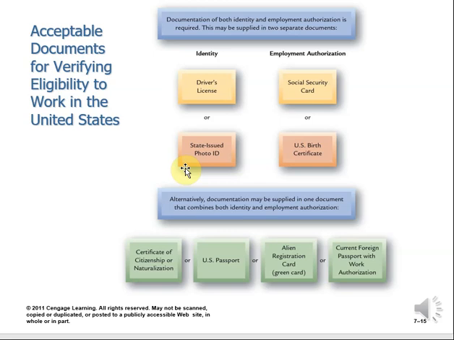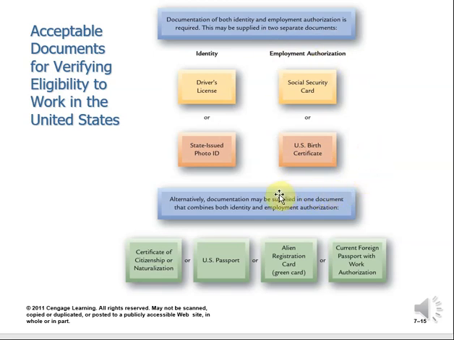The second thing they need to figure out is, do you have permission to work in the United States? Because maybe you have a driver's license, but you're not a U.S. citizen. You don't have authorization to work. So the next thing they look at is, do you have a Social Security card? All U.S. citizens have Social Security cards. So if you have a Social Security card, you are a U.S. citizen and you are authorized to work in the United States by the merit of being a U.S. citizen. Or do you have a U.S.-based birth certificate? These are two things that can be used to verify your authorization to work in the United States.